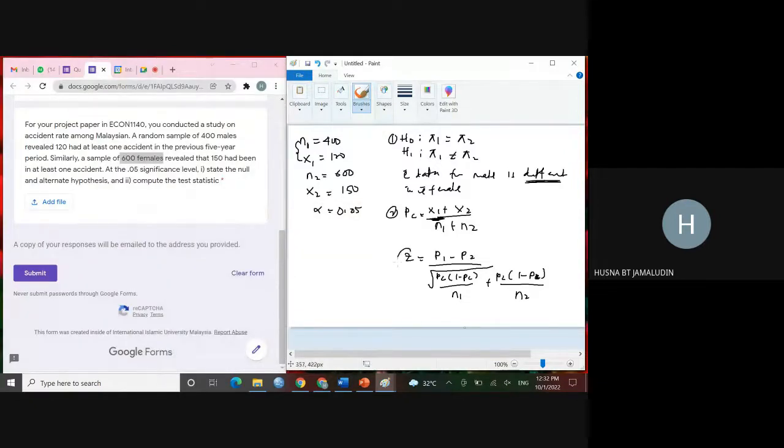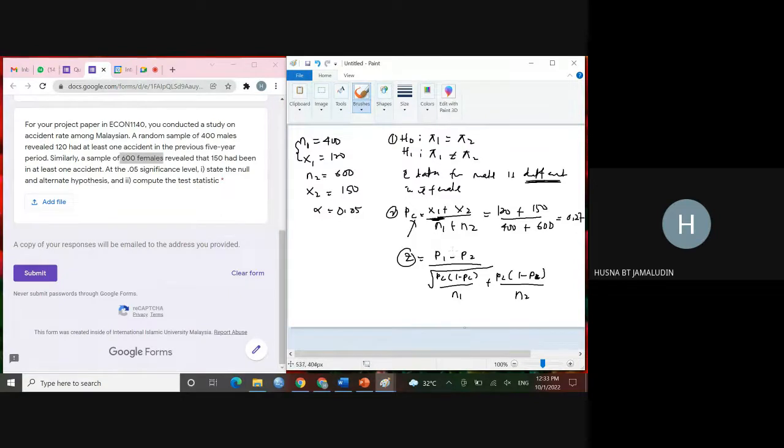Before computing the z, you have to compute the combined proportion. C is combined. So x1 is given, right? What is it? 120 plus x2. What is x2? 150 over n1, where is n1? 400 plus n2, 600. If you have this working, you should get the value of, what is it? 0.27. Yeah, I hope that looks correct.